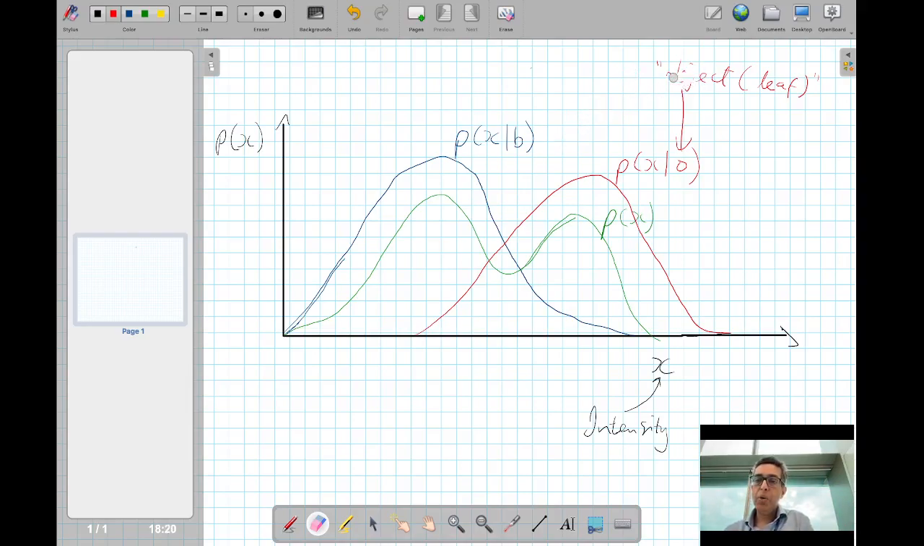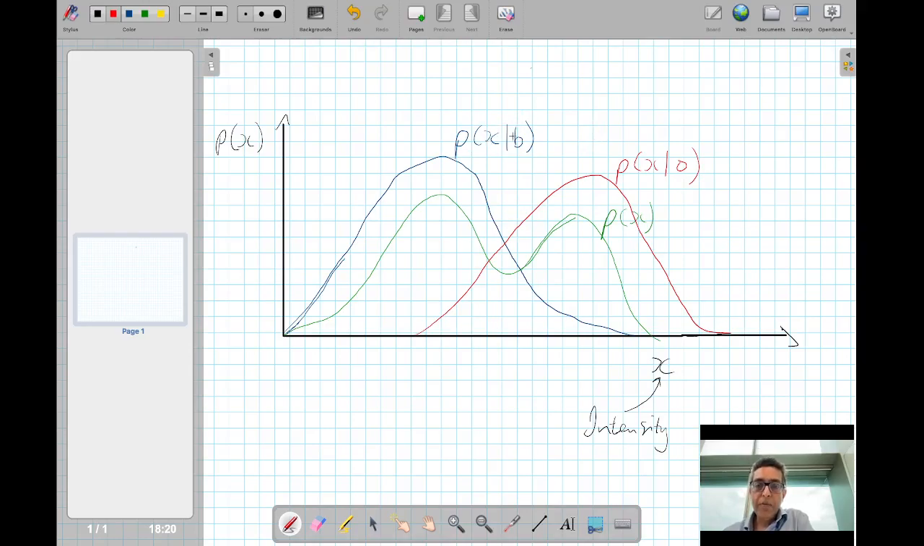Okay, so now this P of x, the notation and the language I'm using here, is that of conditional probability.